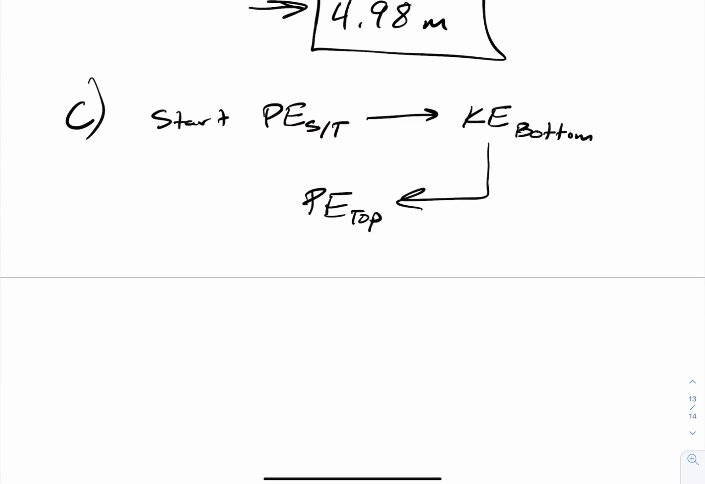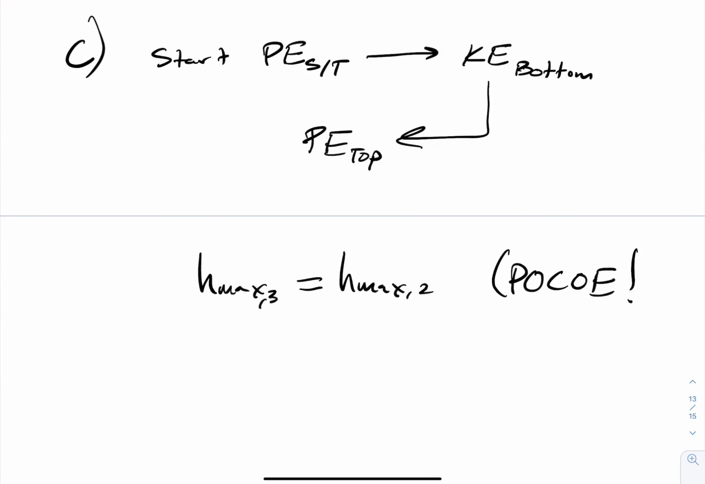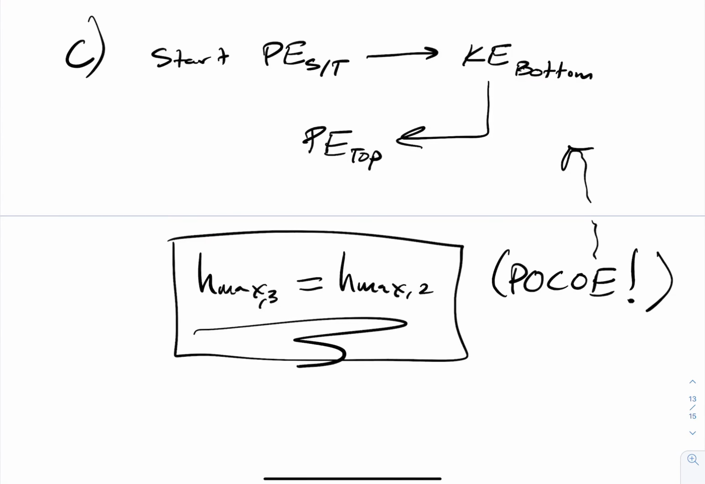Since we're ignoring any air resistance like we always do, there are no non-conservative forces acting on the system, and so we can say right away that our H max 3 must equal H max 2 because of POCOE. And so we actually don't have to solve the final part. It's already done.